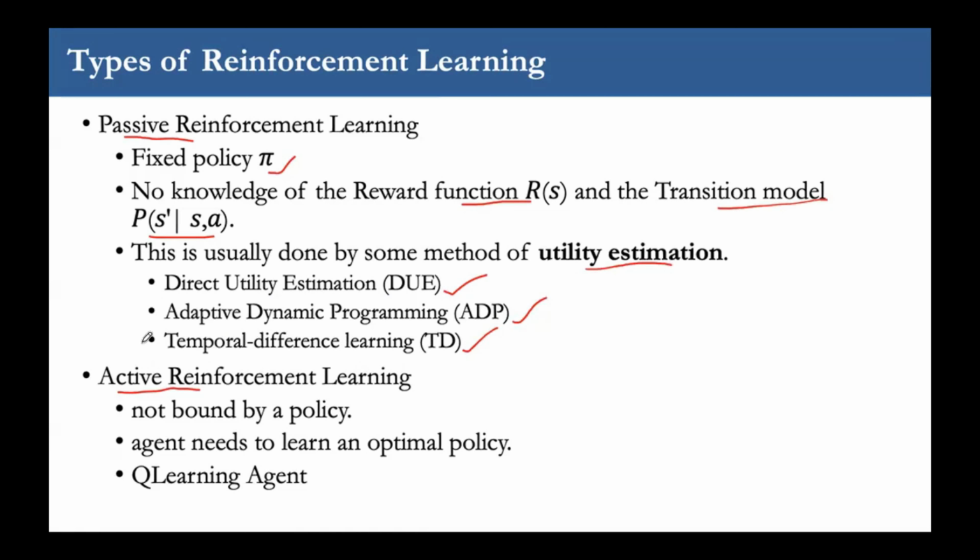The next one is active reinforcement learning. Unlike passive reinforcement learning, in active reinforcement learning we are not bound by a policy pi, and we need to select our actions. In other words, the agent needs to learn an optimal policy on the go. The fundamental trade-off the agent needs to face is that of exploration versus exploitation. An example algorithm for active reinforcement learning is the Q-learning agent.